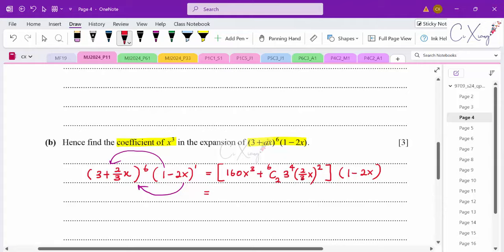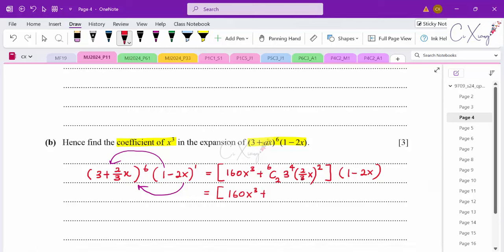Okay, so this is how we expand. Some students might prefer to expand everything, which is also fine, up to you. But for me, I just focus on what I need. So I'm having 160x power 3. Try to simplify this second term here, 6c2, 3 power 4, (2 over 3) power 2, and so on. By right, you'll have 540x squared.